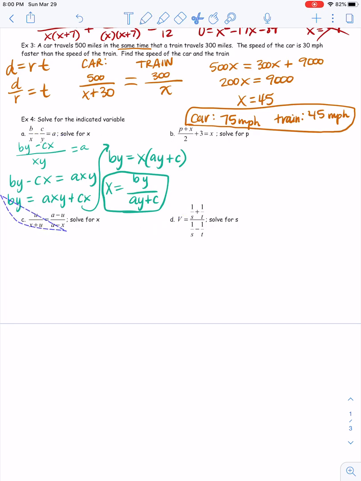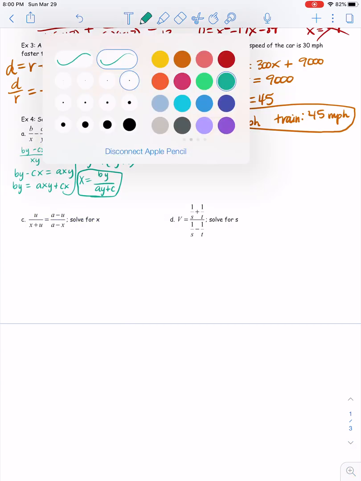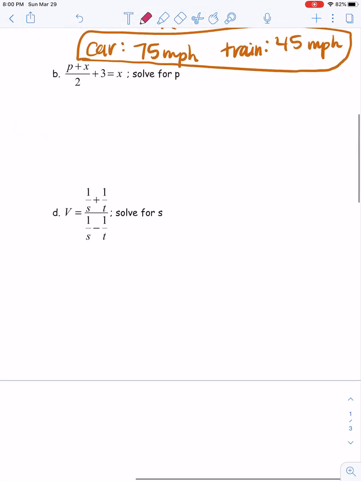Sorry, my work is kind of messy. All right, part B. p plus x over 2 plus 3 equals x. I want to solve for p. Well, the easiest thing I can do first is subtract that 3 over. You don't have to multiply or divide it because it's being added to that fraction. Subtract it. So now we have p plus x over 2 equals x minus 3.